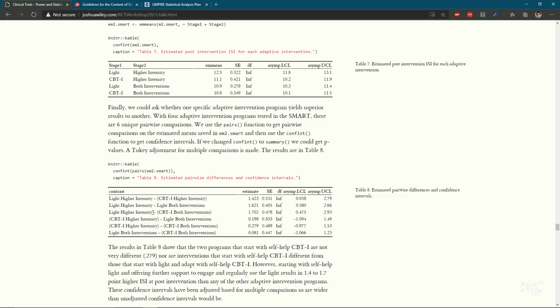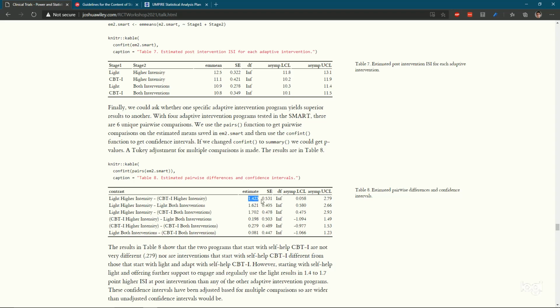So I'll just walk through 1 or 2 of these. This first one is comparing what happens, what is the average in people who start a program where they start with self-help light. If they respond, they continue with it. If they do not respond, they get that additional support in using the light. So light, higher intensity. And how is their mean different from people who started with self-help CBTI? If they respond, they continue with that. If they do not respond, they get therapist-delivered CBTI. And this is the difference.